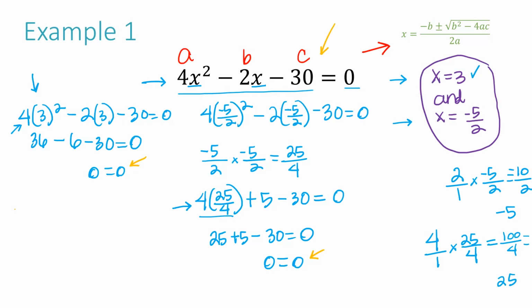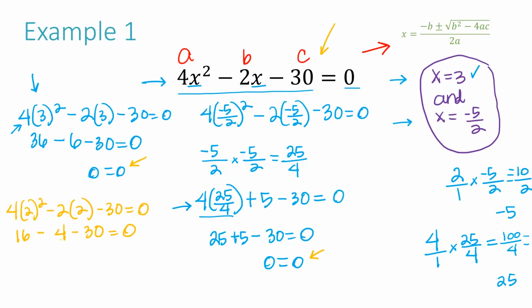So let's say I plug in the number 2 for x. I would have 4 times 2 squared minus 2 minus 30 equals 0. So 2 times 2 is 4. 4 times 4 is 16. Minus 2 times 2 is 4. Minus 30 equals 0.